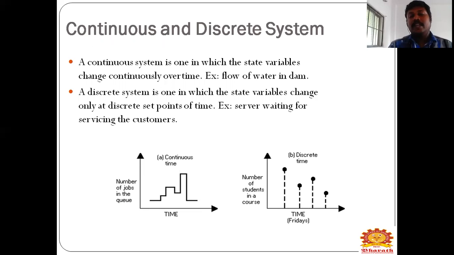In this, the server is always waiting. When the customer comes, only then will he give the service. Otherwise, he will be in rest position. Whenever the customer comes, that will be taken as a discrete point in the discrete system. This is one example for this.